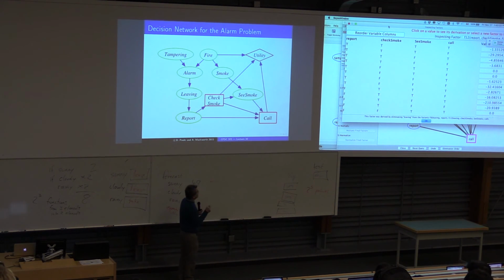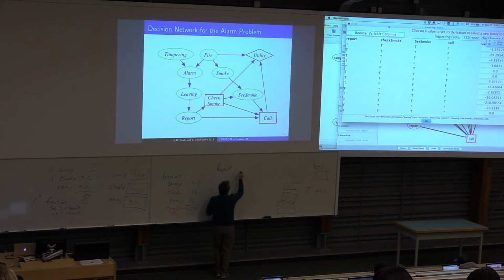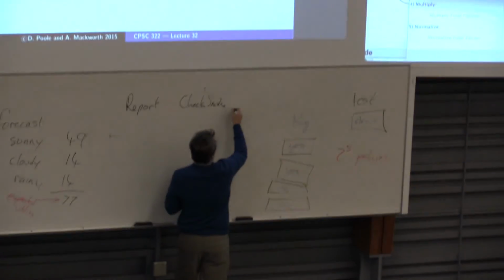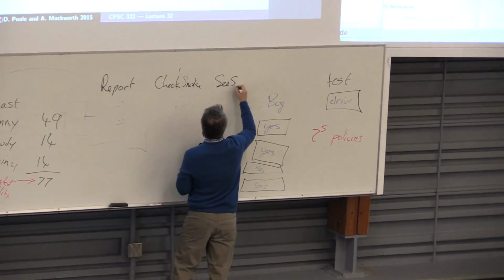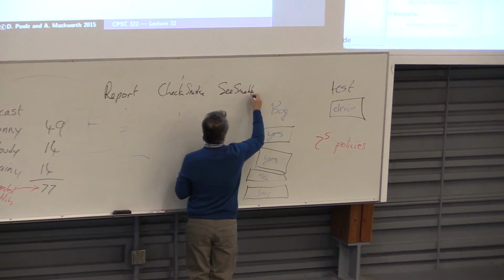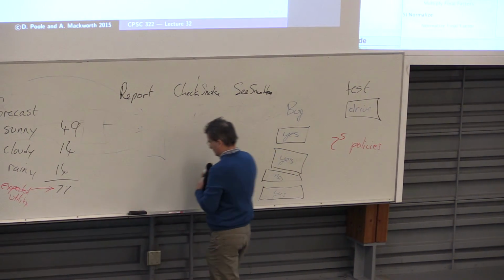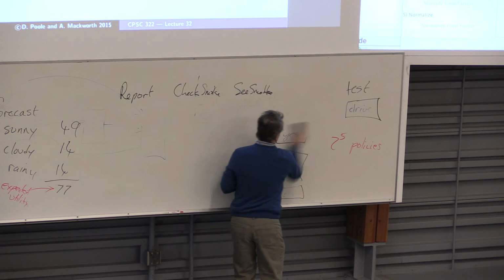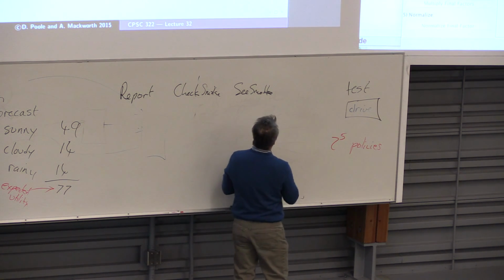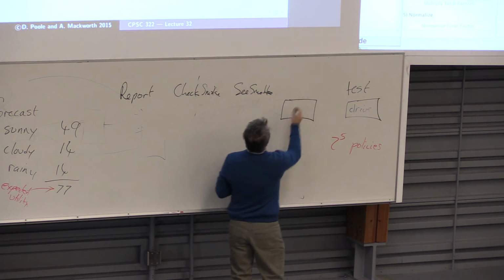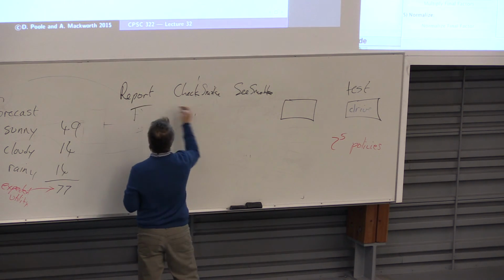So then we go to call. For every report, for every value of check smoke, and for every value of see smoke, we get to choose what to do, right? We get to choose what to do. So if they're all true, what do we choose?